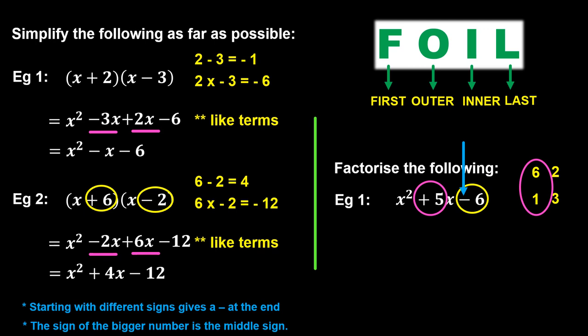Now remember, once you've chosen your numbers in the bracket, so your numbers will be 6 and 1, the bigger number always gets the middle sign. So which is bigger, 6 or 1? Well, 6 is bigger, so it must get the middle sign, and the middle sign is positive. So my brackets will be x plus 6 and x minus 1.